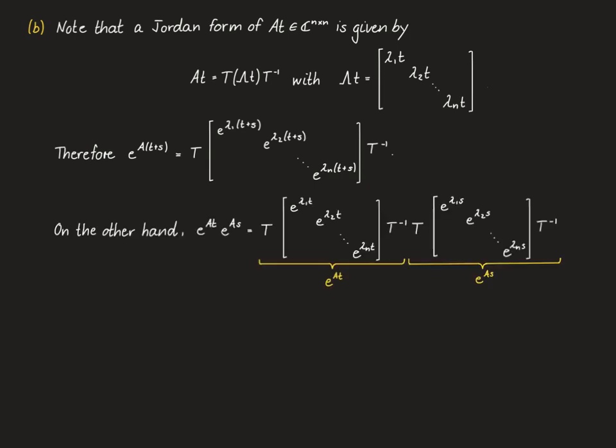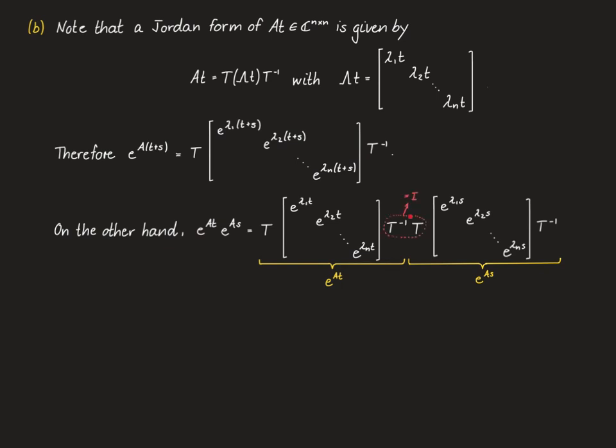On the other hand, we have that e to the At times e to the As is equal to T times the diagonal matrix of e to the lambda 1 t through e to the lambda n t times T inverse. So this is e to the At, and then times T times the diagonal matrix of e to the lambda 1 s through e to the lambda n s times T inverse. So this here is equal to e to the As.